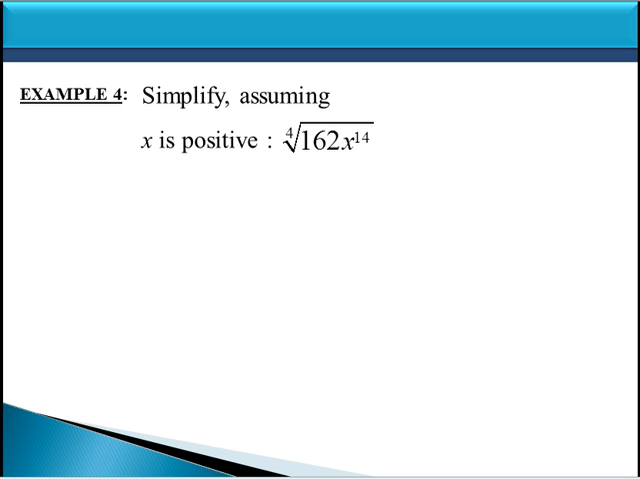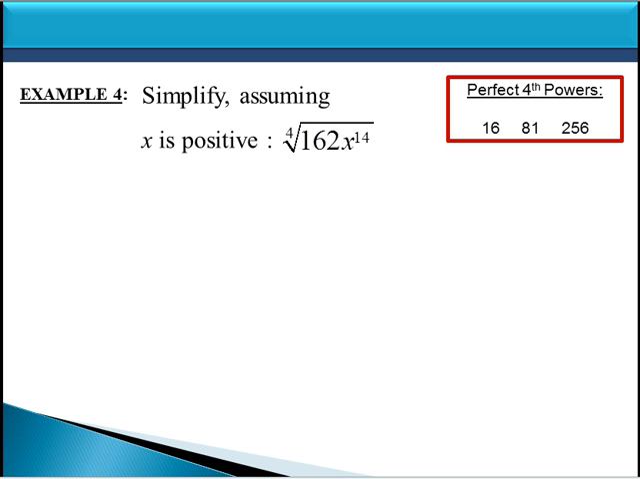So since this is a 4th root, we're going to be looking at perfect 4th powers. So here are the first 3 perfect 4th powers. So 16 is 2 to the 4th, 81 is 3 to the 4th, 256 is 4 to the 4th. You can see that these get large pretty quickly. So really you're not expected to know any 4th powers higher than that, but you can always obtain them by just taking the whole numbers. So the next one would be 5 to the 4th power.